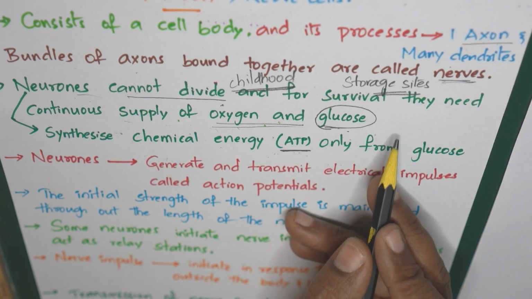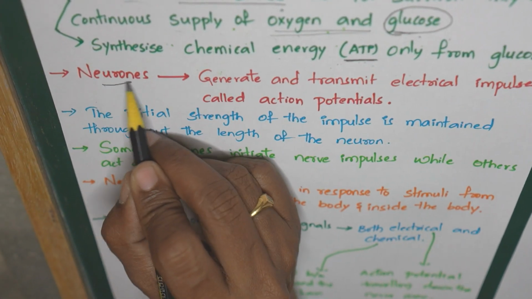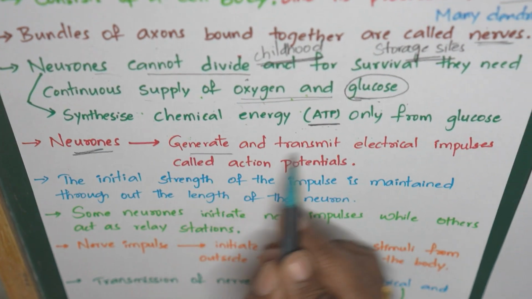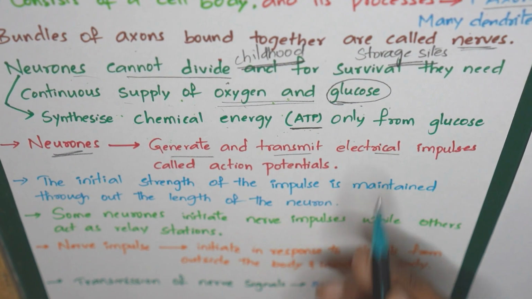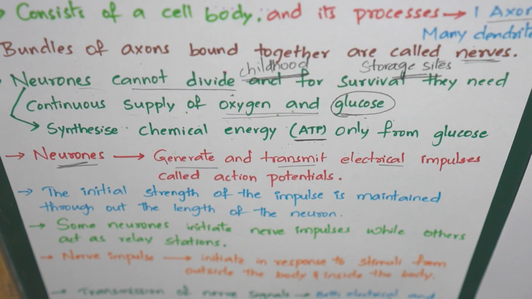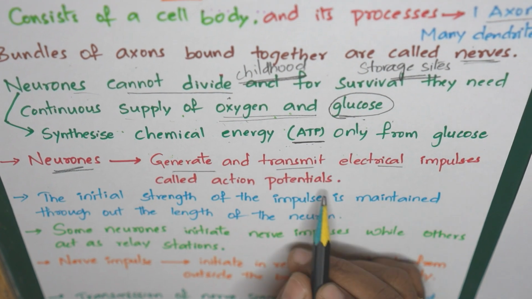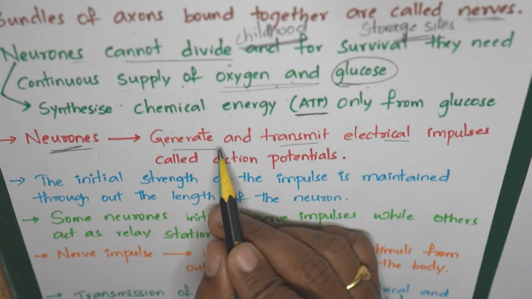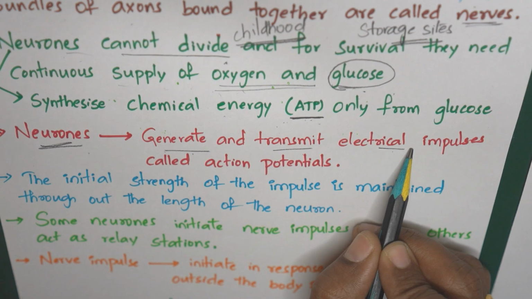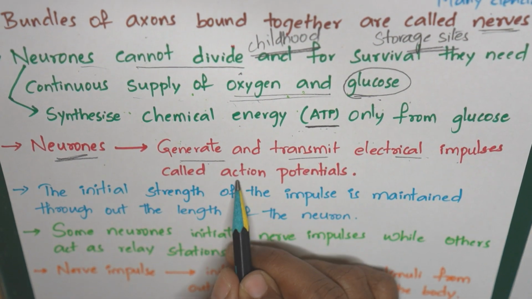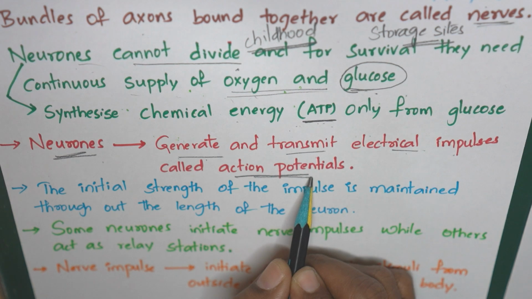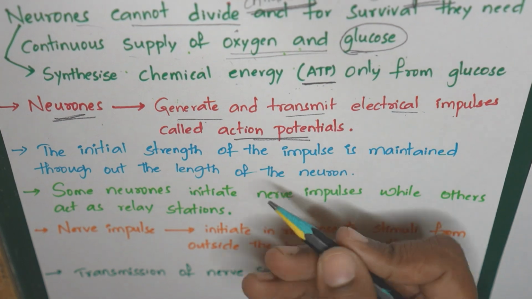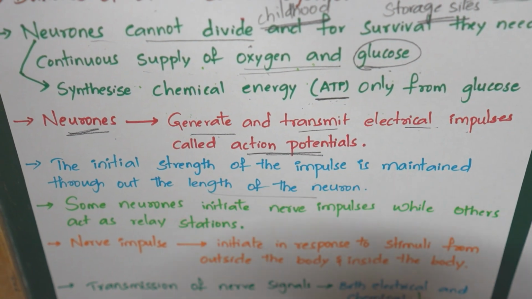Now, what is the main reason we need neurons in the nervous system? They help in generating and transmitting impulses. For touch or for any pain response, there should be generation or transmission of impulses, and that is done by the neurons. This generation and transmission of nerve impulses, or electrical impulses, is termed the action potential. Once the impulse is started, its initial strength is maintained throughout the length of the neuron.